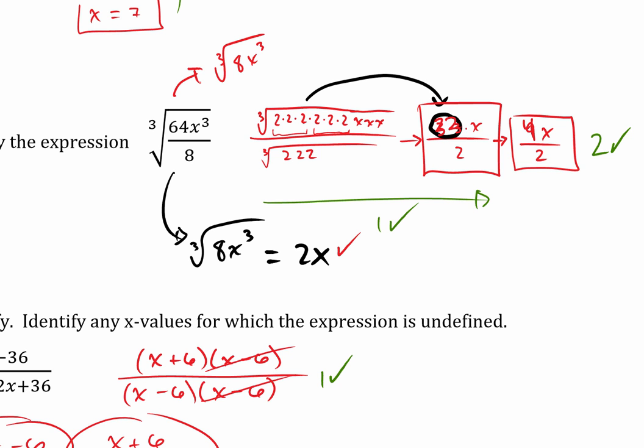And you actually can do that too. You can rewrite this as the cube root of 64 over 8 times the cube root of x cubed, right? We have a thing that says the radical of a product is the product of the radicals. So that works, and that immediately gives you the x, and then the cube root of 8 is 2.